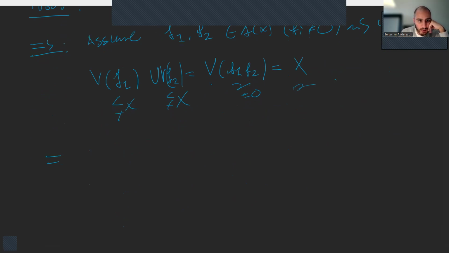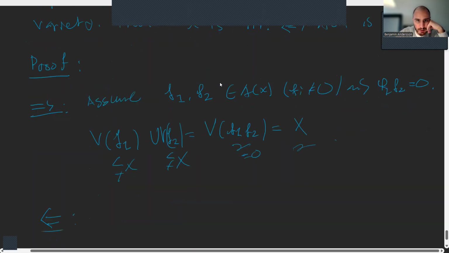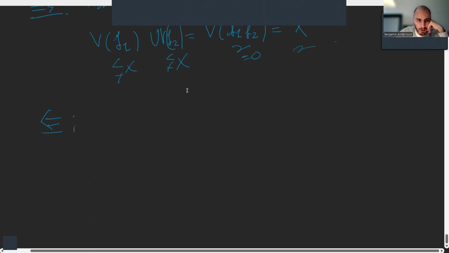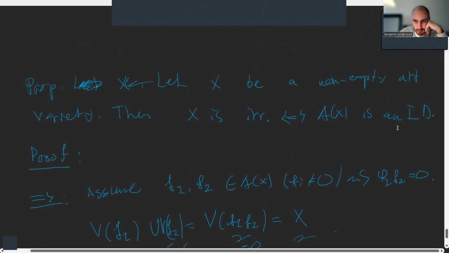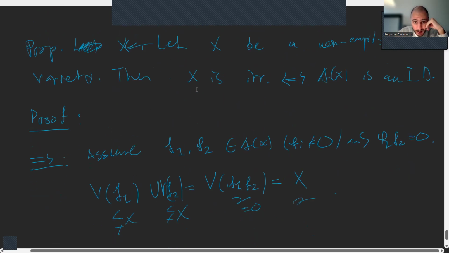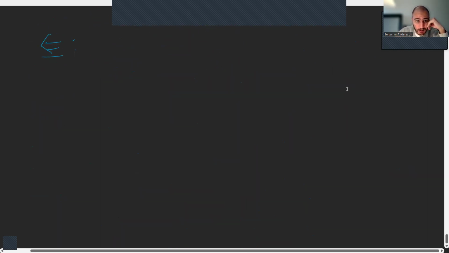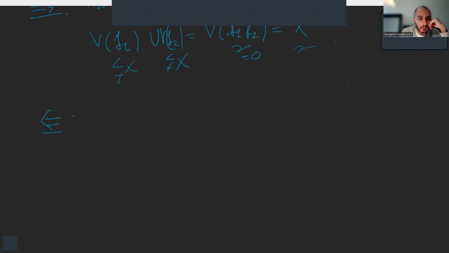Okay, if I want to show the other direction, then we'll assume that X is reducible. So we show this other direction by the contrapositive as well. We want to show that if the coordinate ring of X is an integral domain, then X is irreducible. This is the same as showing that if X is reducible, then it is not an integral domain. So assume X is reducible.